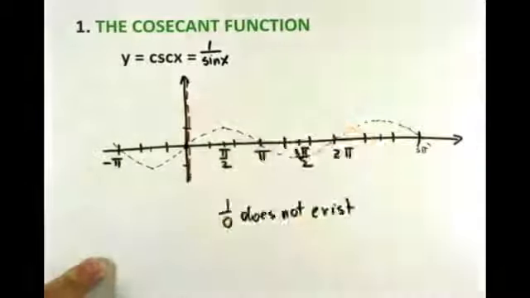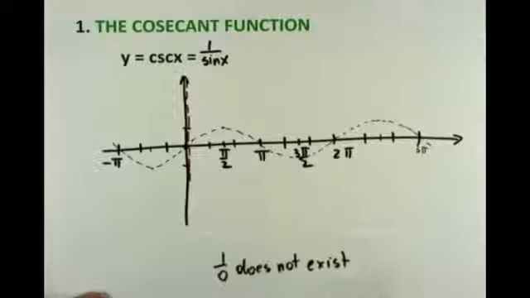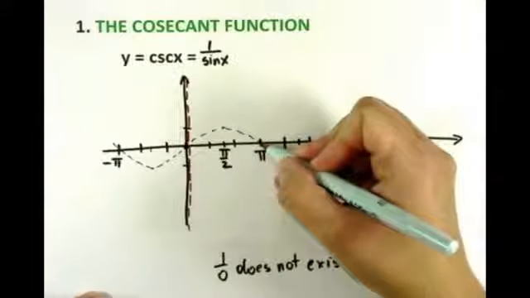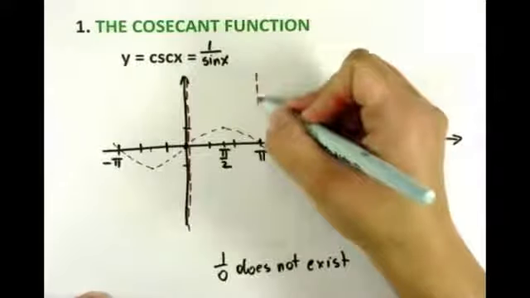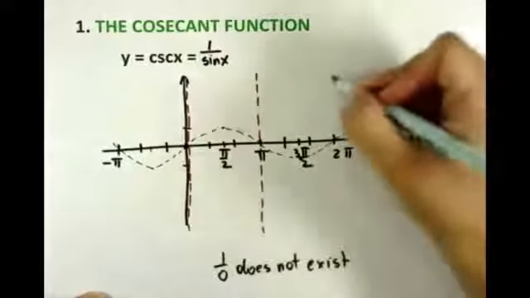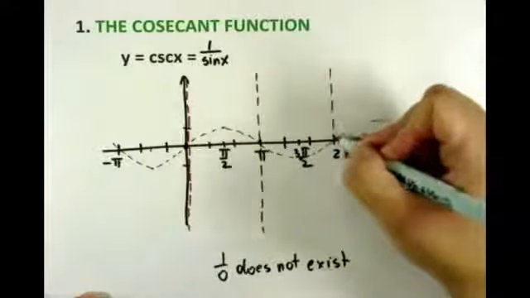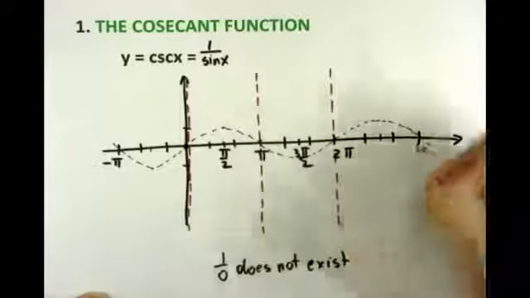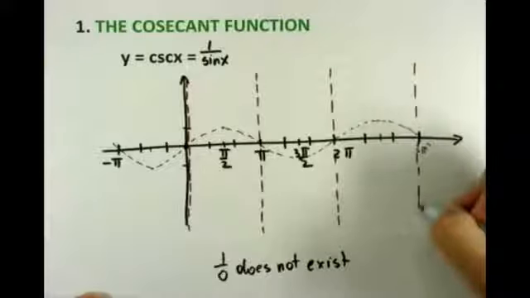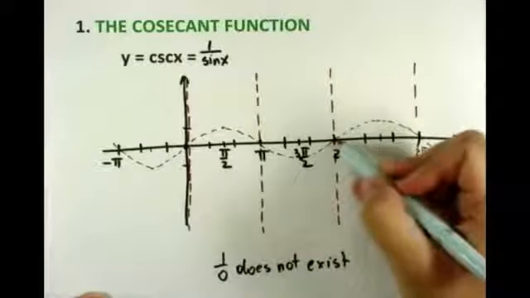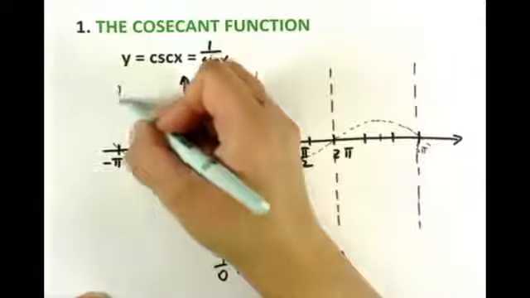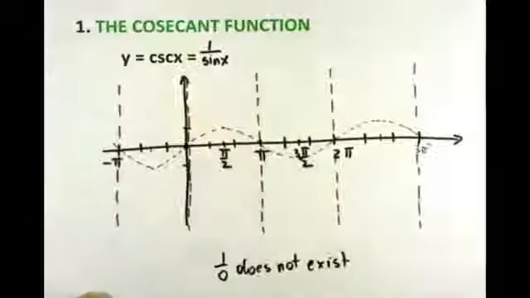So at 0 we have an asymptote. At pi the value is 0, so 1 over 0 does not exist. At 2 pi, 1 over 0 does not exist. 3 pi, and so on. The value of the function is 0, so now I take 1 over 0. That's why it does not exist.